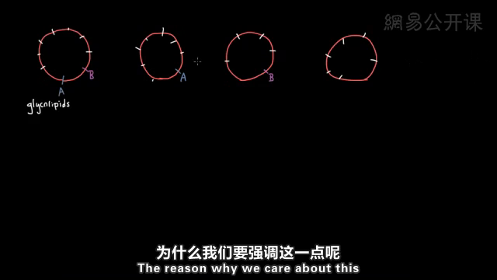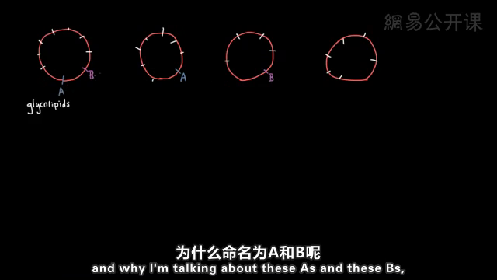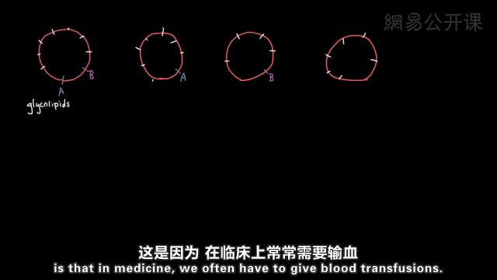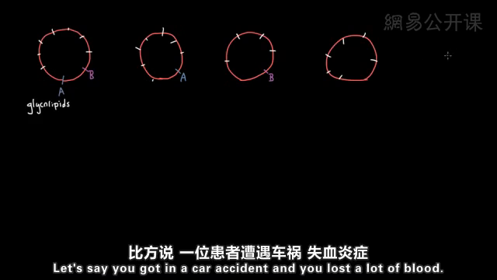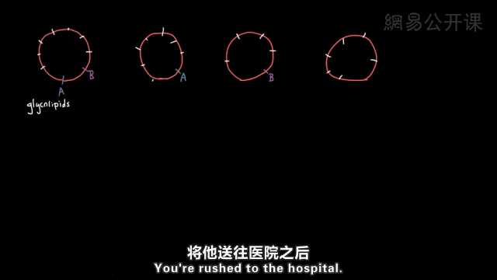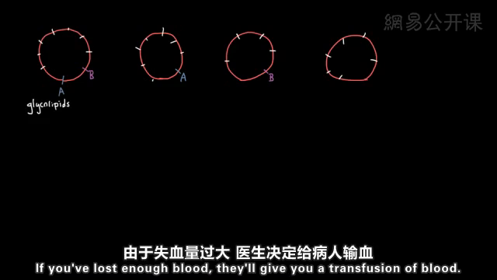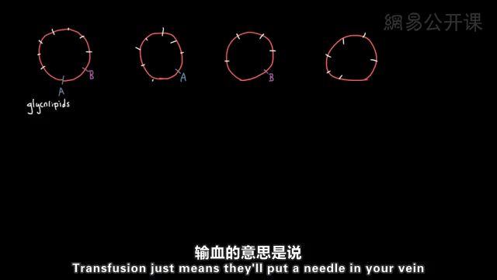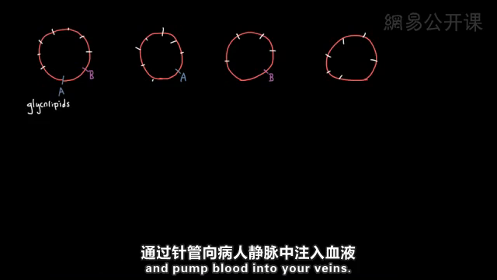Now, the reason why we care about this and why I'm talking about these A's and these B's is that in medicine, we often have to give blood transfusions. So let's say you got in a car accident and you lost a lot of blood. You're rushed to the hospital, and if you've lost enough blood, they'll give you a transfusion of blood.